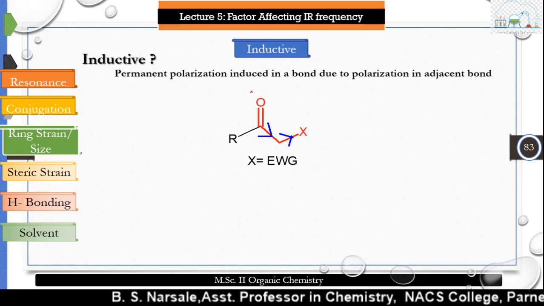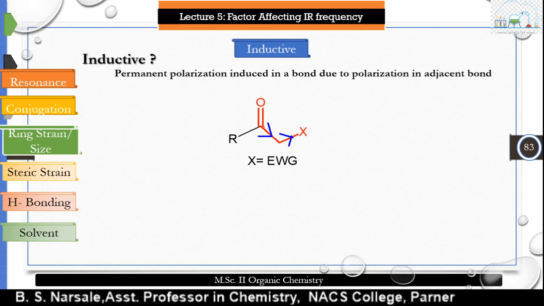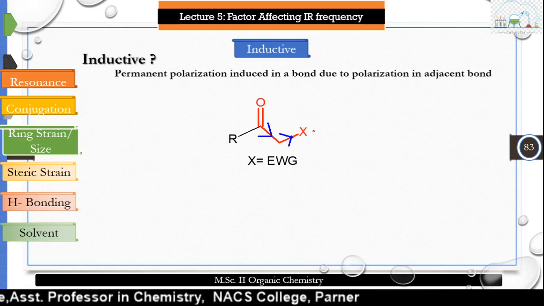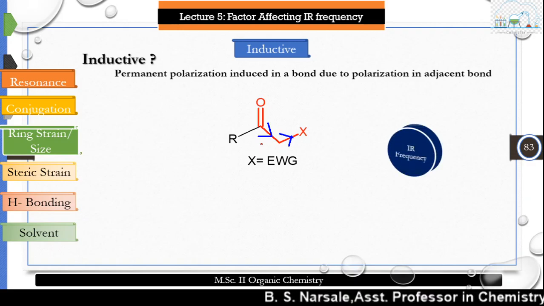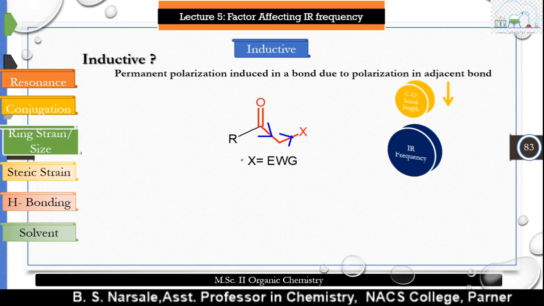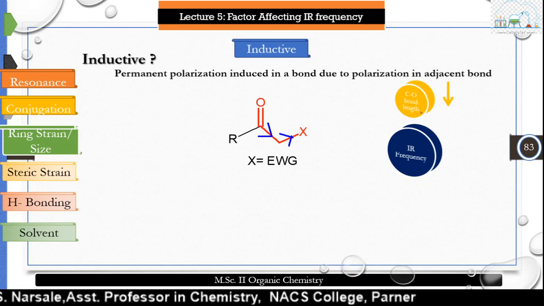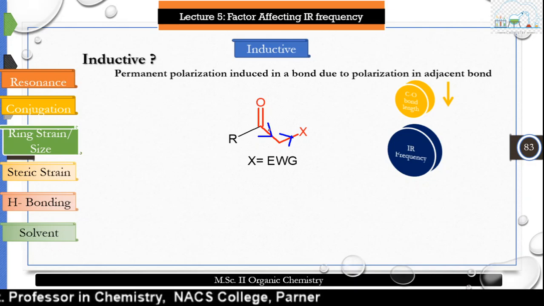If you look at a simple example, in this example I have taken X as the electron withdrawing group. As X is the electron withdrawing group, it pulls electrons towards itself. It has an effect on a higher stretching frequency. How? Look at this one. The CO bond length, that is the carbon oxygen bond length, is going to decrease.